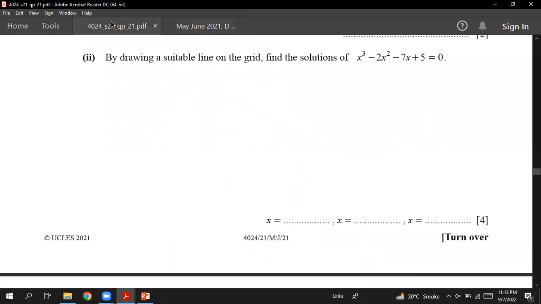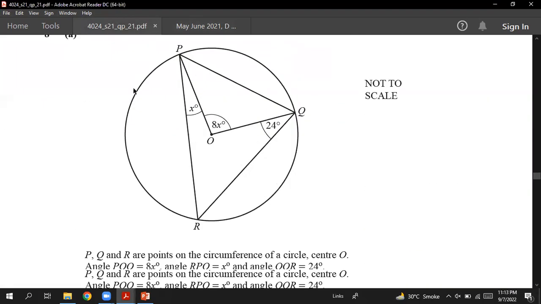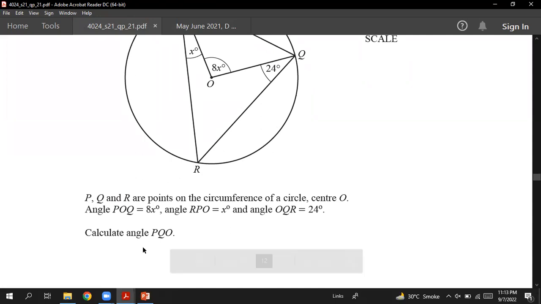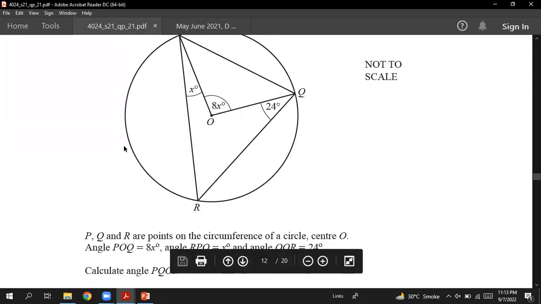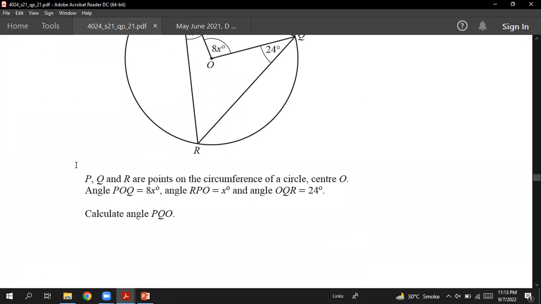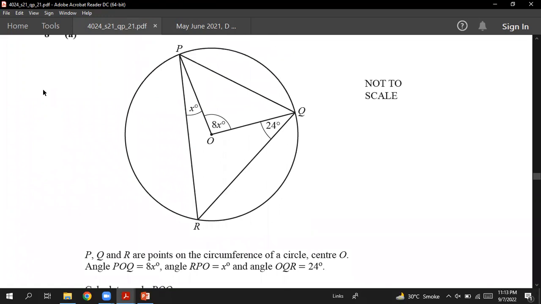Okay, so we are going to the next question. The next question is question number 8. P, Q, and R are the points on the circumference of a circle, center O.